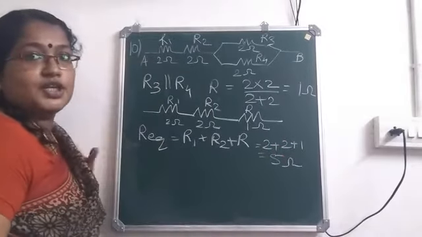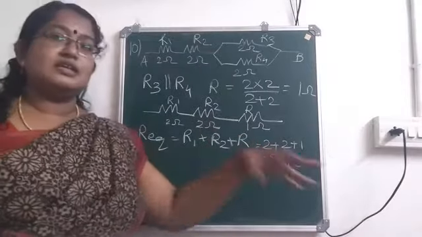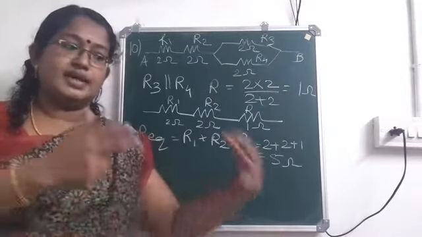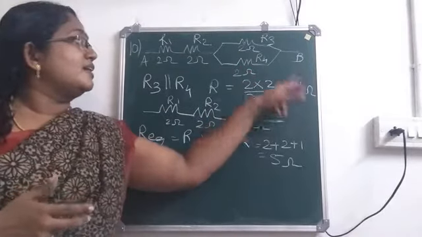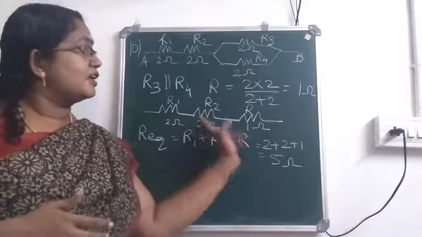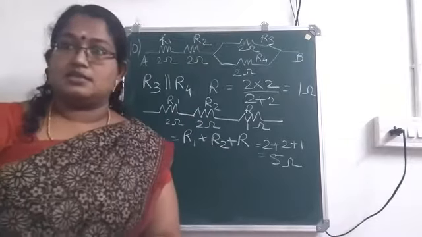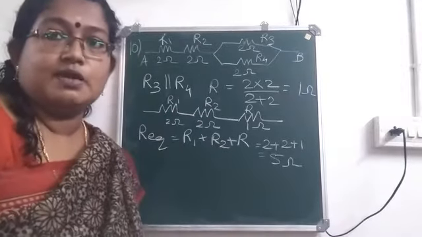Okay. So did you understand how to solve this? First, solve the complicated part. Start from one end. Here both are parallel, so we will be getting its value as 1. Then when redrawing, all the three are in series. Okay. So is it clear? Now we will move to the next.